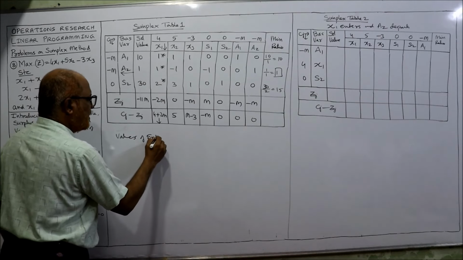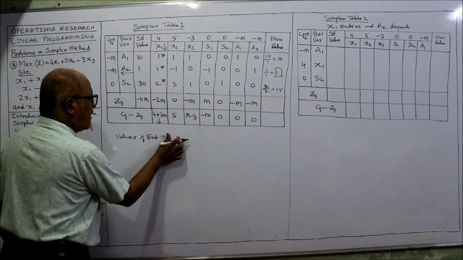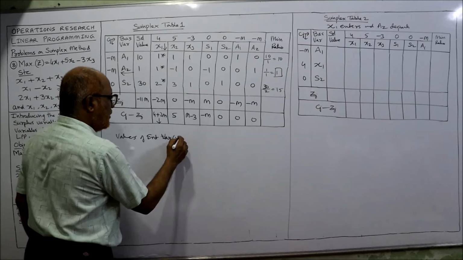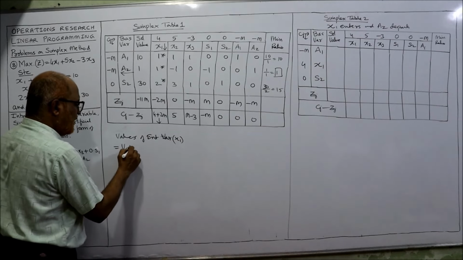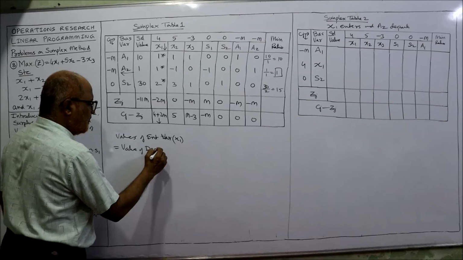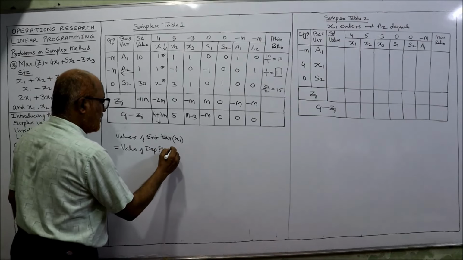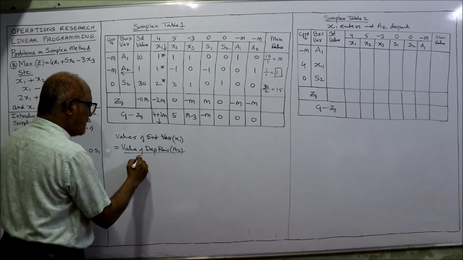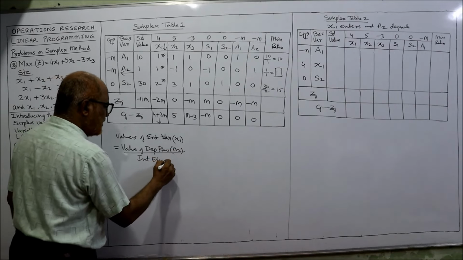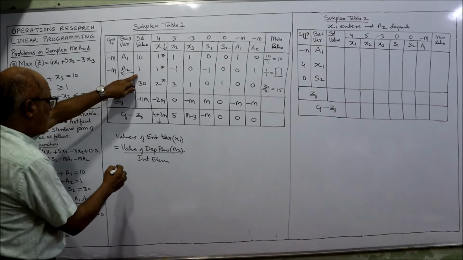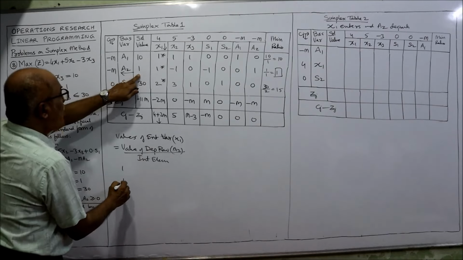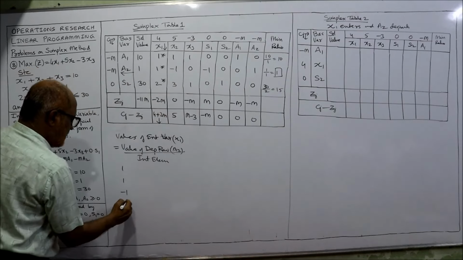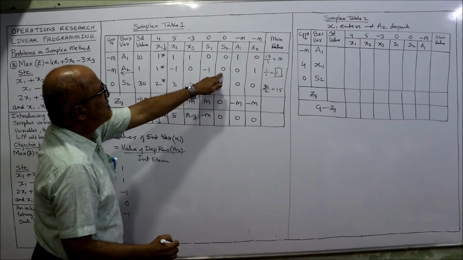Values of the entering row. Which is the entering variable? x1. So the value of x1 is equal to the values of the departing row divided by the intersectional element. The departing row is A2. Same thing we have done in the previous problem. The departing row values are 1, 1, minus 1, then 0, then minus 1, then 0, 0.